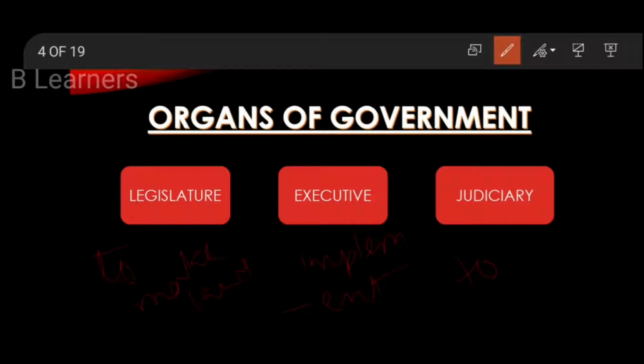It is the duty of the judiciary to check whether the laws are implemented and followed by the citizens properly or not. It is the duty of the judiciary to keep a check on that.